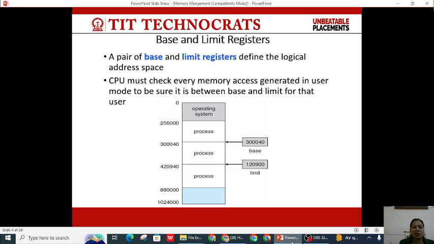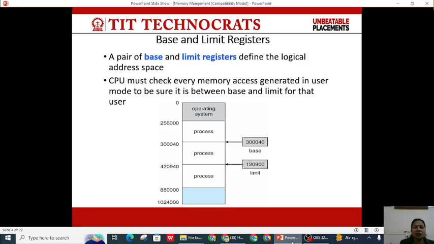Here comes the existence of the base and limit registers. There are two registers, called the base register and the limit register. A pair of base and limit registers defines the logical address space. The CPU first checks every memory access generated in user mode to be sure it is between base and limit for that user. So every time a program is run, it generates a logical address.